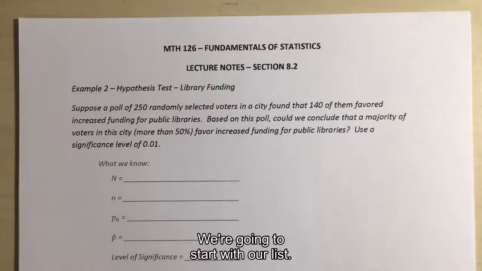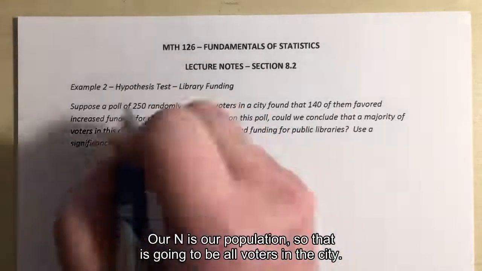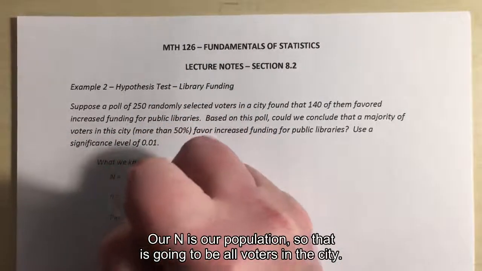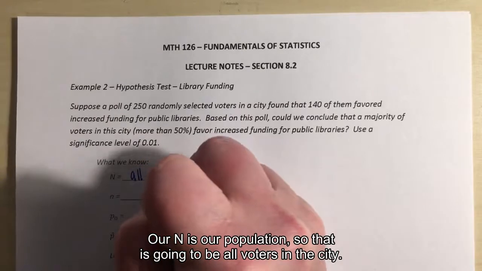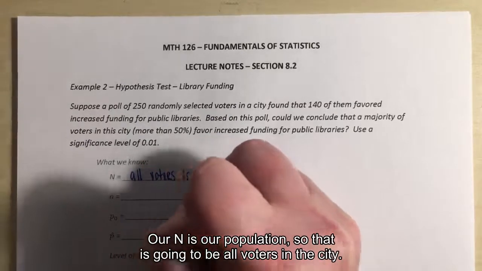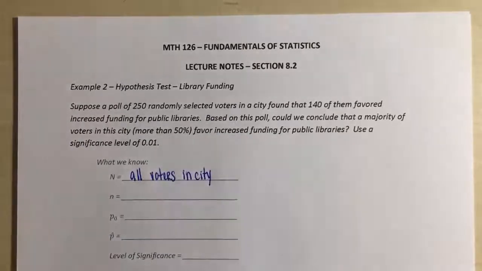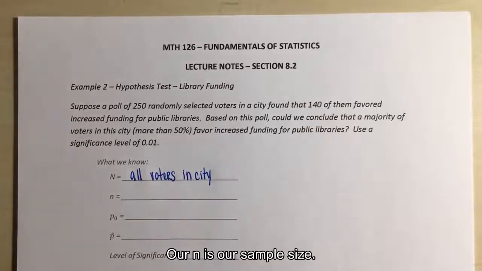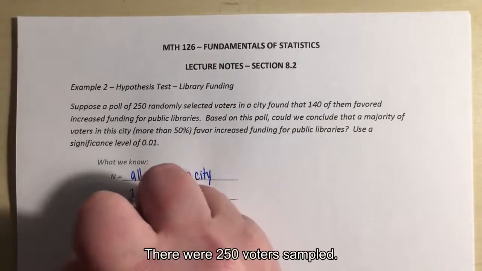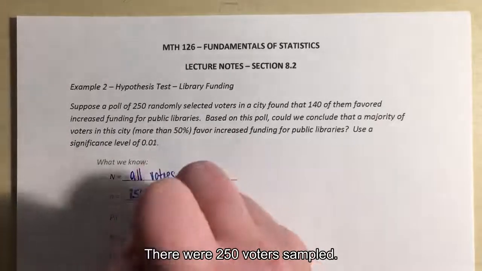Alright, so we're going to start with our list. Our capital N is our population, so that is going to be all voters in the city. Our lowercase n is our sample size. There were 250 voters sampled.